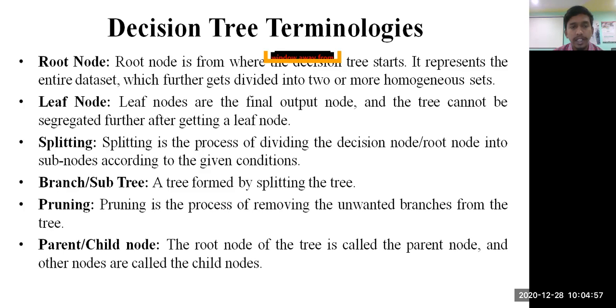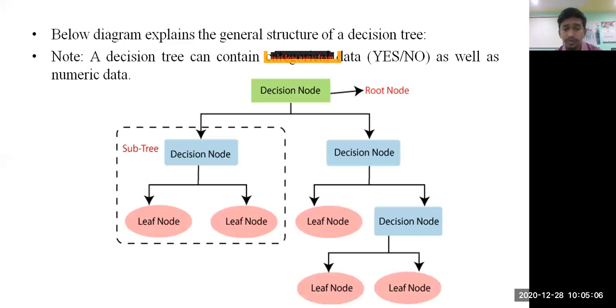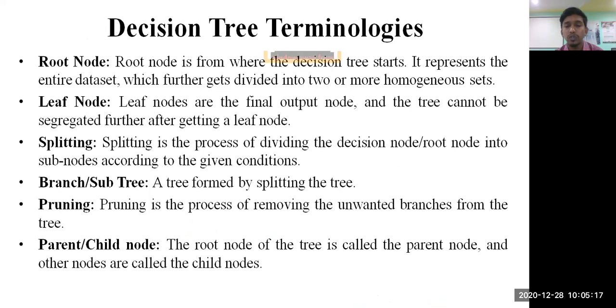Pruning is the next important concept about decision trees. Pruning is the process of removing the unwanted branches from the tree. While making decisions, you will have many different types of parameters in your decision tree, and sometimes some of the leaf nodes or decision nodes will not be useful for decision making. Those should be removed. That process is called pruning. So pruning is the process of removing unwanted branches from a given tree.